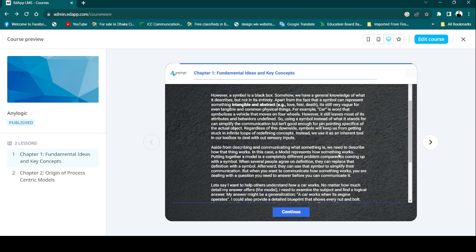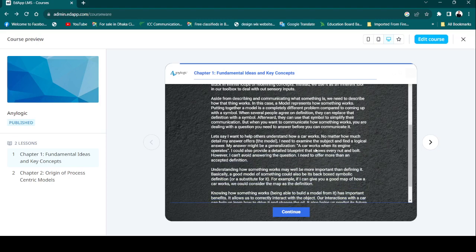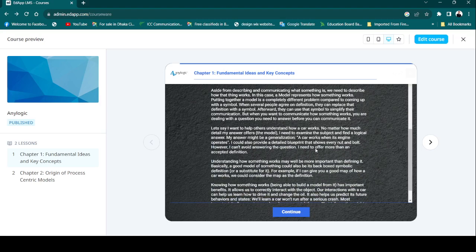So using a symbol instead of what it stands for can simplify the communication but isn't good enough for pinpointing specifics of the actual object. Regardless of this downside, symbols will keep us from getting stuck in an infinite loop of redefining the concept. Instead, we use it as an inherent tool in our toolbox to deal with our sensory inputs. Aside from describing and communicating what something is, we need to describe how the thing works.